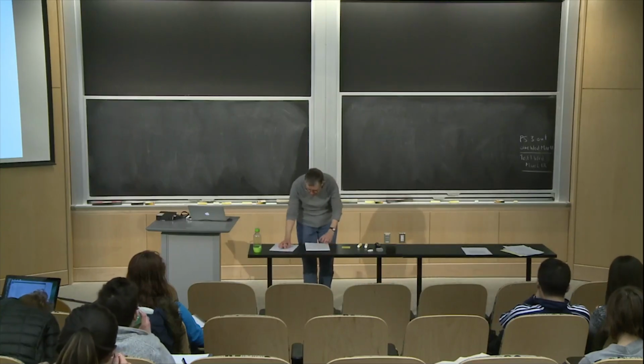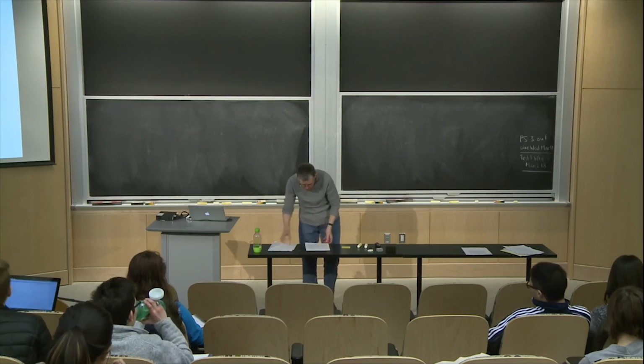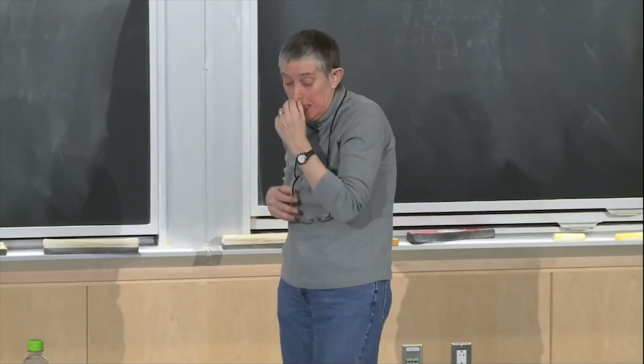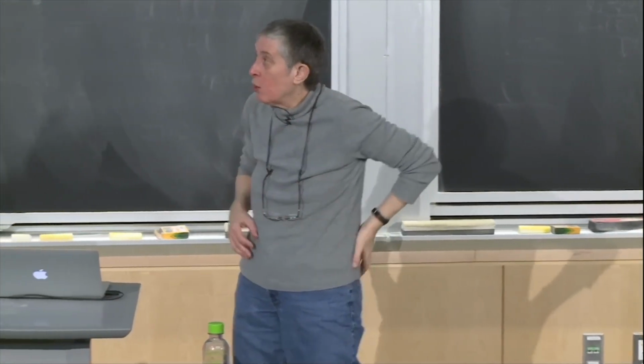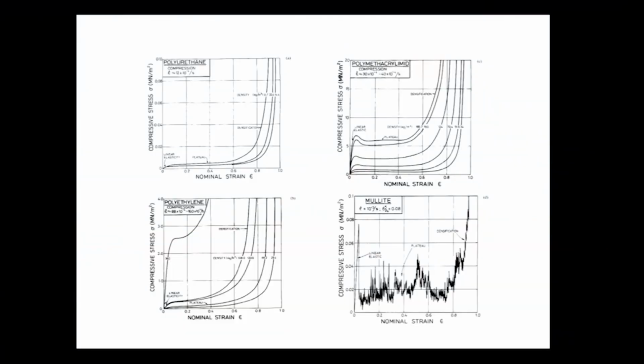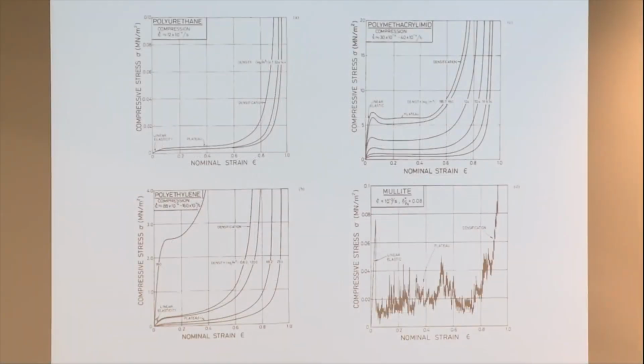Okay, so the next part of the course I wanted to talk about foams, and how we model the mechanical behavior of foams. If we look at the stress-strain curve for foams, these are some examples for foams made out of different materials with different characteristics. The polyurethane and the polyethylene here are examples of elastomeric foams, really. This one here is an open-cell foam. This one's a closed-cell foam. Polymethacrylamide is a polymer that has a yield point, and mullite is a ceramic.